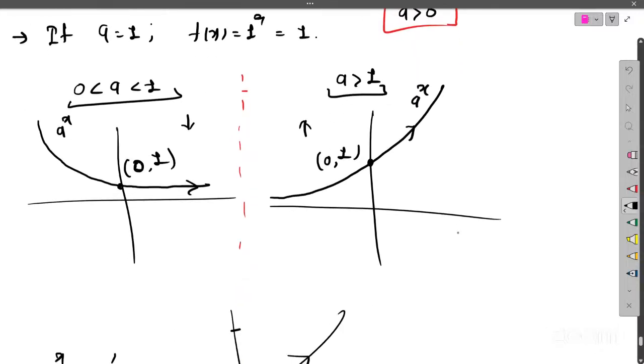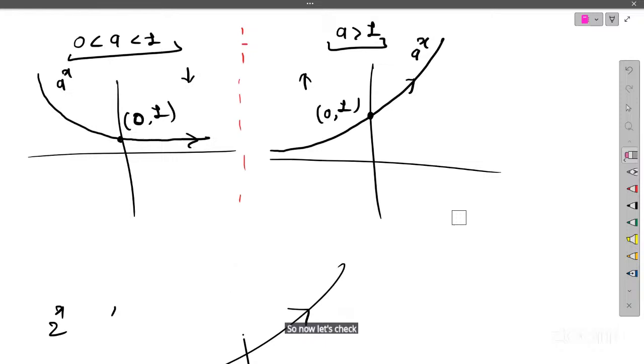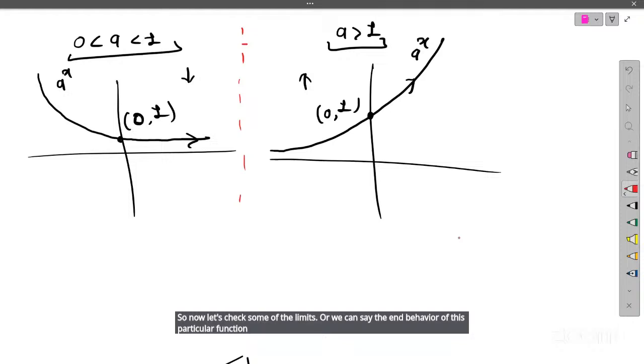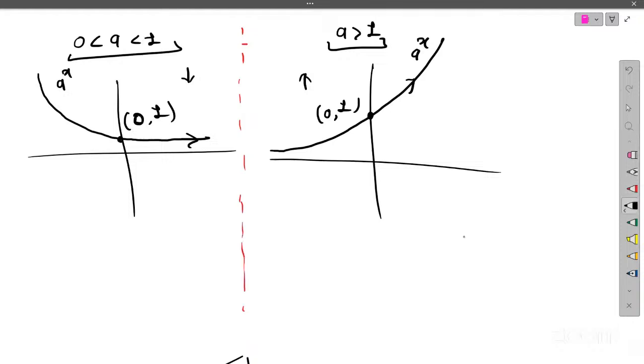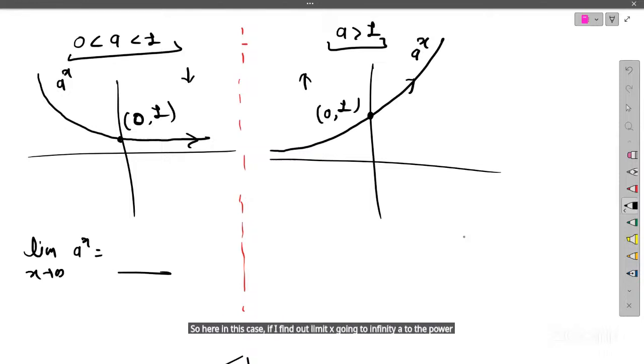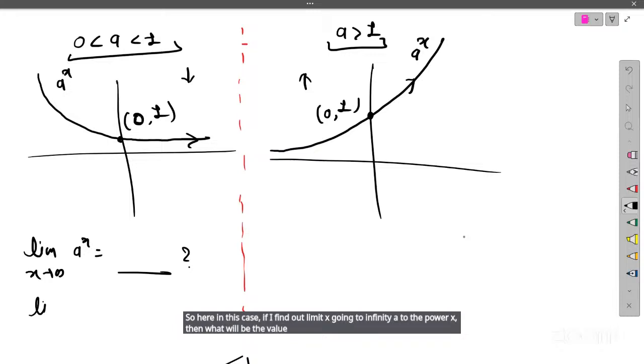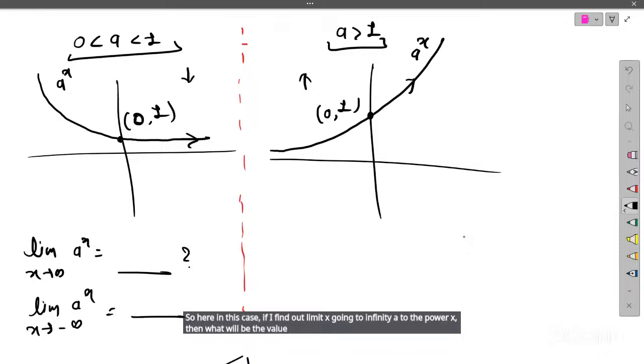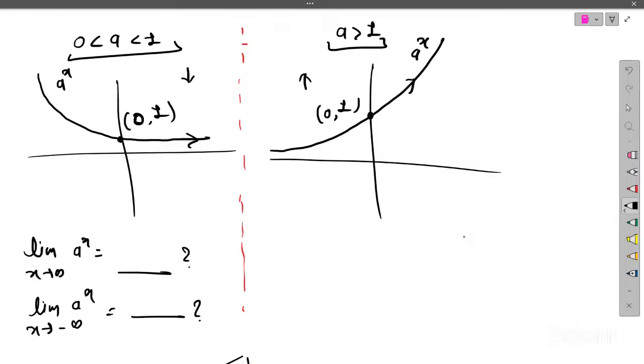Now let's check some of the limits, or we can say the end behavior of this particular function. In this case, if I find the limit as x goes to infinity of a to the power x, what will be the value? What will be the answer for the first one? Infinity. It tends to infinity. Yeah, that's the case.